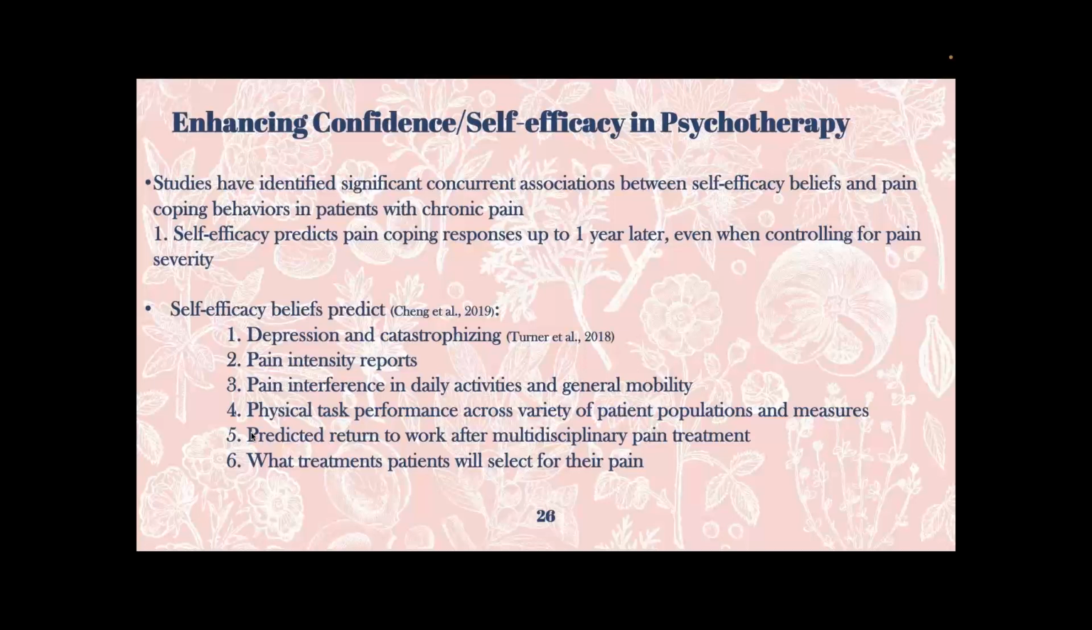So self-efficacy predicts pain coping responses up to 1 year later, even when controlling for pain severity. Individuals that have really high self-efficacy with similar levels of reported pain are potentially reporting higher quality of life and engaging in more activities, so it's something for us to really pay attention to. Self-efficacy beliefs predict depression and catastrophizing, and catastrophizing and rumination is also a very significant predictor of negative coping with chronic pain. Because a person is spiraling when they're catastrophizing and they start to believe that there's no way out, there's no help, and really start thinking in worst case scenarios and absolutes. And that potentially affects pain intensity reports and interferes with daily activities, general mobility, and physical task performance across a variety of patient populations and measures.